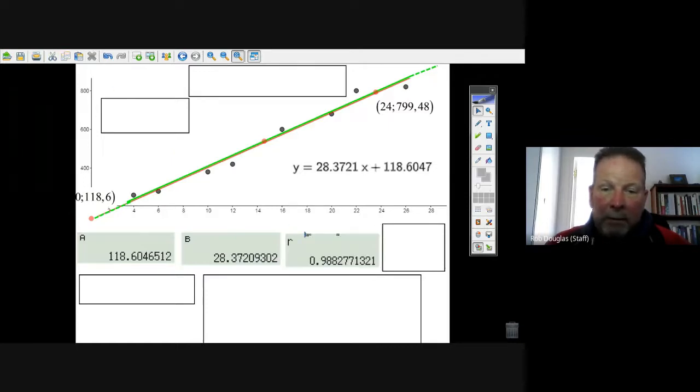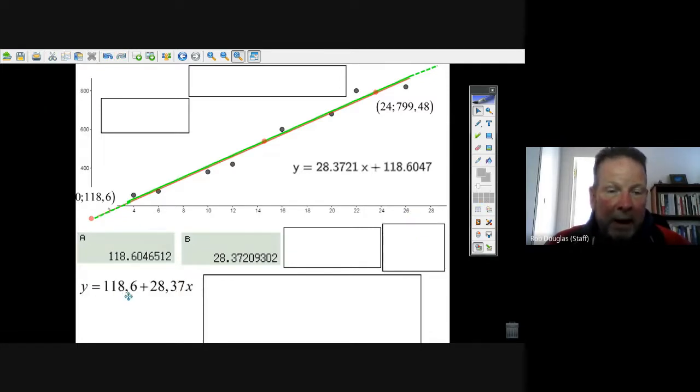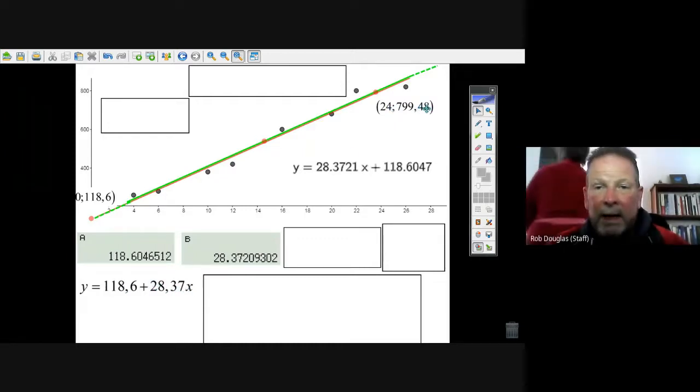Y equals, oh, that's r. I don't want r yet. Here's the equation down here. Okay, yeah, there's the y-intercept. When x is 0, y is 118.6. There's the graph. If I put 24 into this equation and I work it out on my calculator, I get something very close to 800. Now that's the one I would graph, 24 and up to 799.48. Connect those 2 points, and that's your line of best fit.